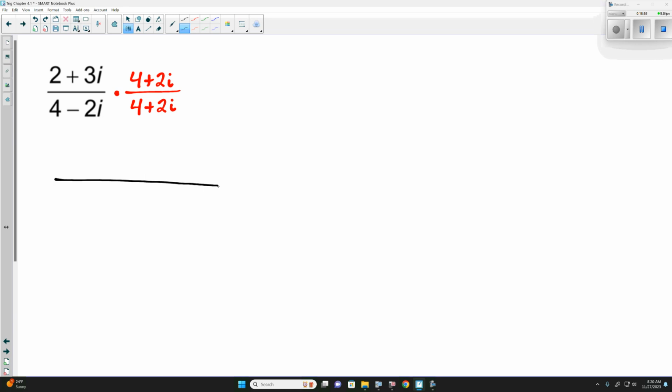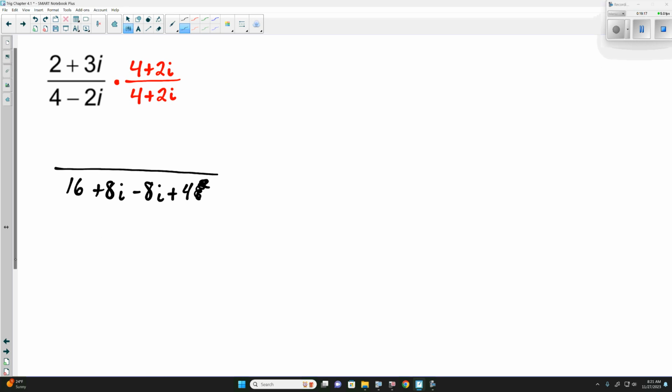Now the denominator, when we multiply through, 4 times 4 is 16. 4 times 2i is plus 8i. Negative 2i times 4 is negative 8i. And negative 2i times 2i is negative 4i squared. And as we've seen already, the i squared is going to turn that from negative 4 to positive 4.